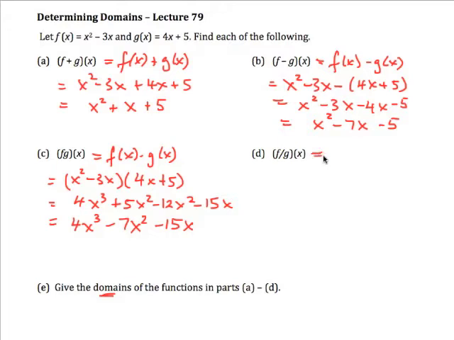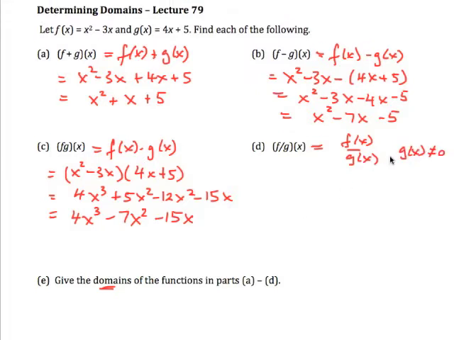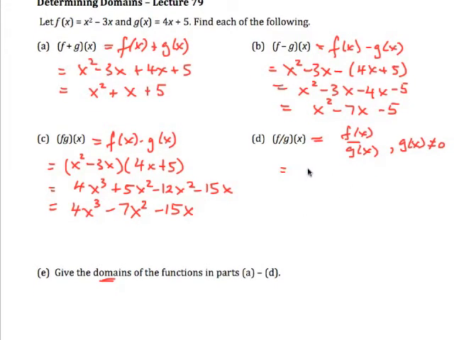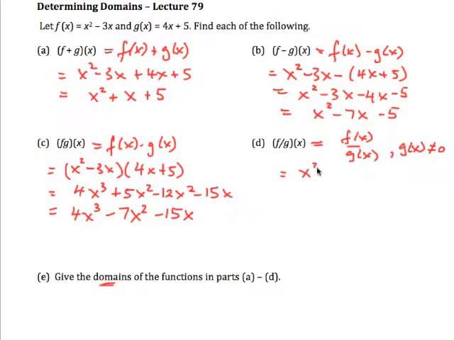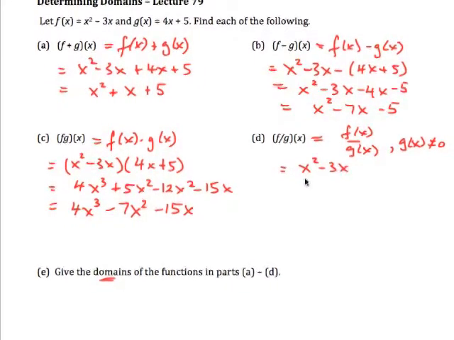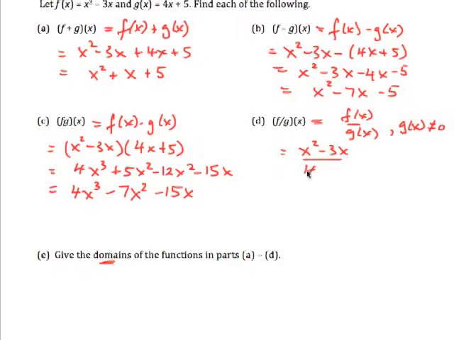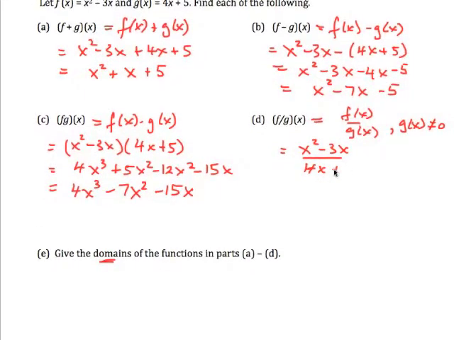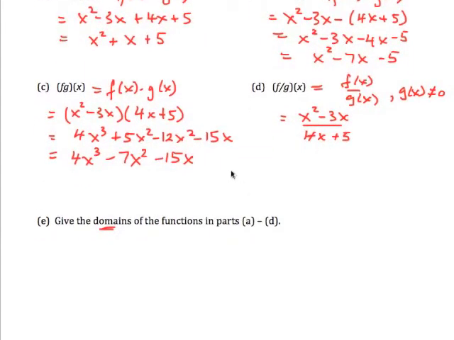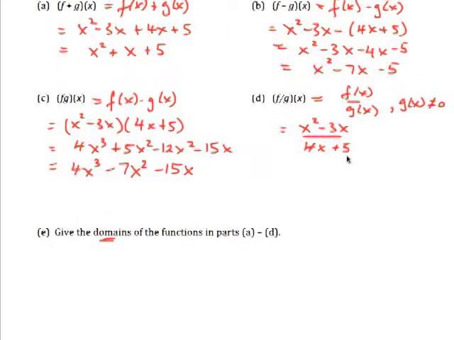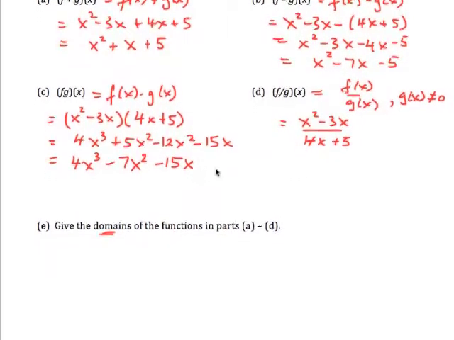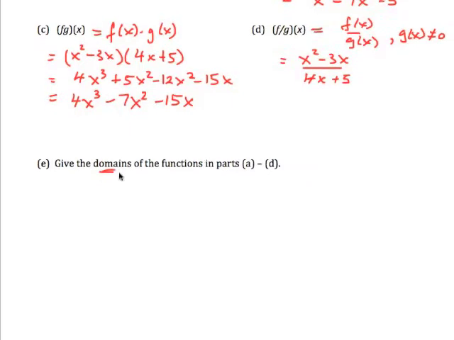Now this one, of course, is simply f of x over g of x, as long as g of x is not equal to 0. So this will become x squared minus 3x divided by 4x plus 5. Alright, so that's how we do those. Now the important thing here is to find the domains of these.